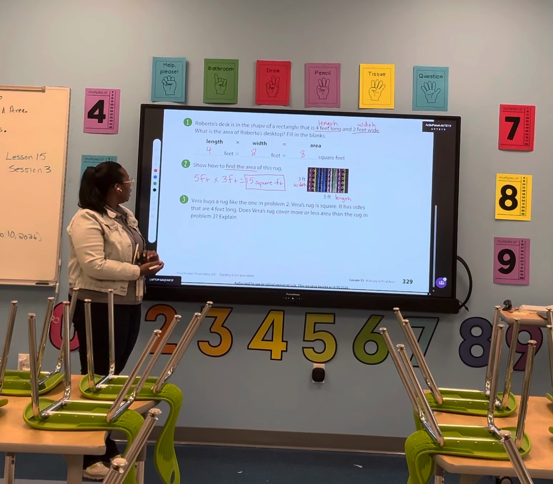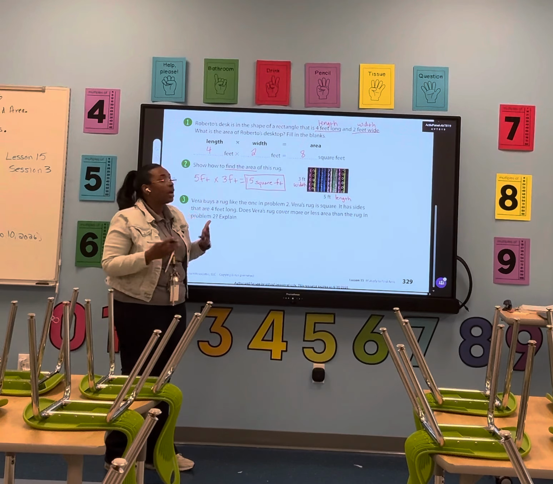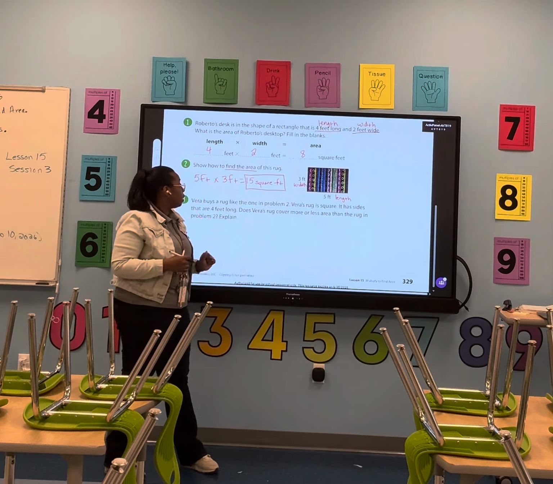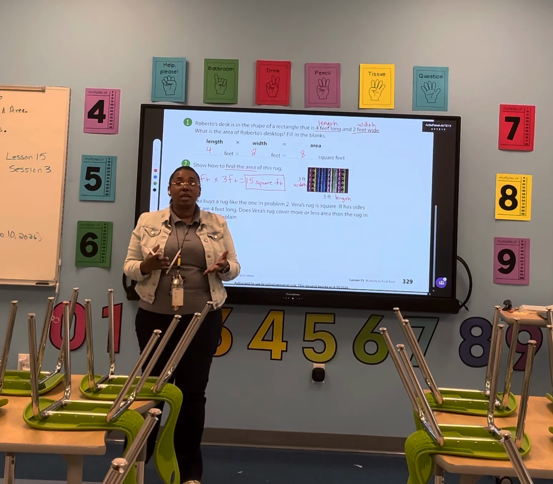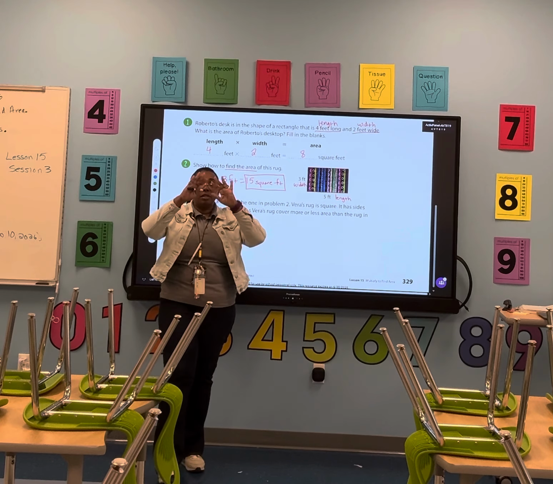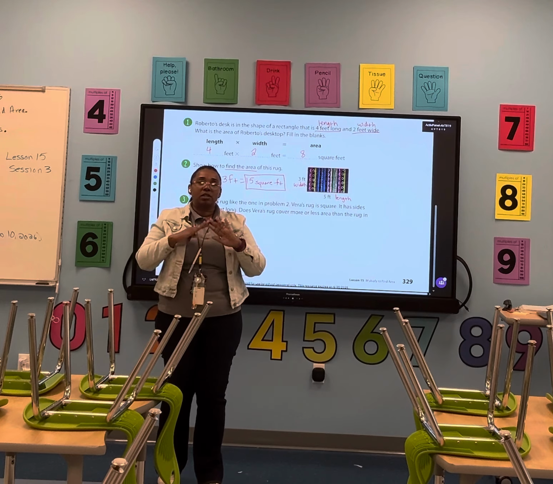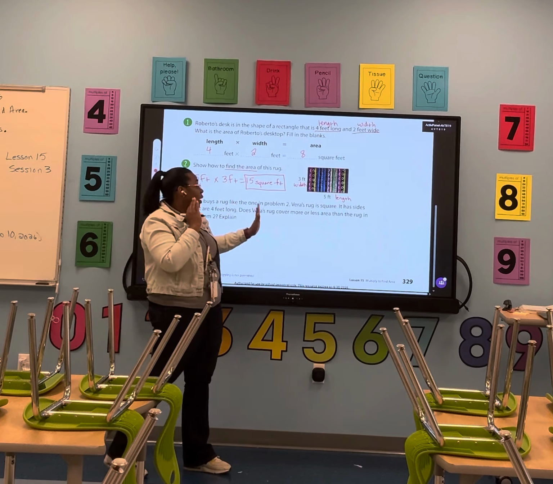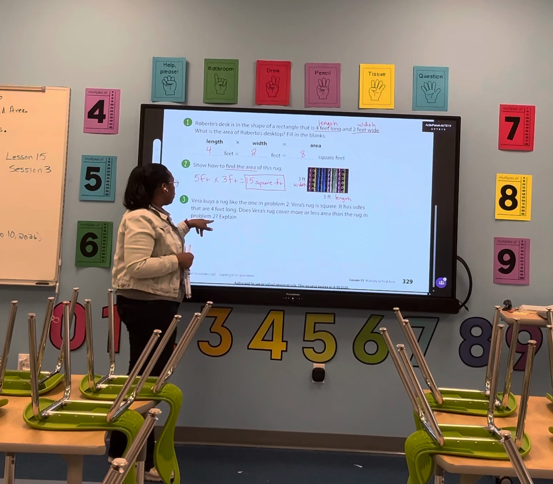Number 3 says, Vera buys a rug like the one in problem 2. So Vera decides to go to the store, and she says, okay, I'm gonna buy me a rug that looks like this. Vera's rug is a square though, and remember yesterday we talked about squares and how a square is a special shape, because all sides are the same, they're equal. So if one side is 4, then all sides are gonna be 4. That's what's so special about a square. So Vera's rug is a square. It has sides that are 4 feet long.